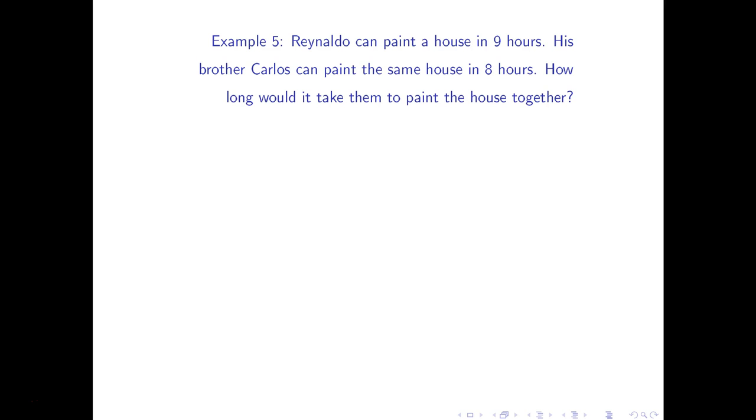Unless Ronaldo's a little kid. I have little kids, they totally slow me down. Total sidebar. But the big point here is, they're working together, so it should take less than 8 hours. It should take a lot less.